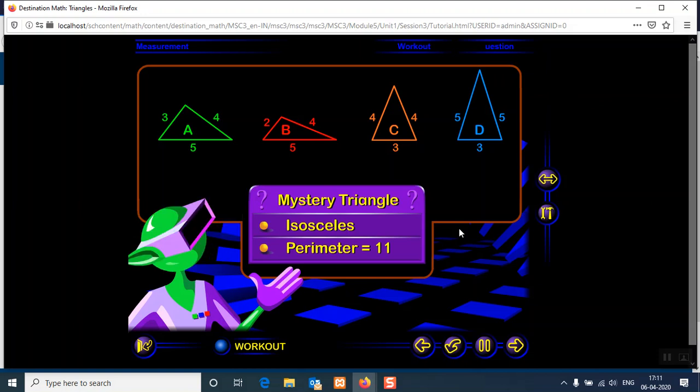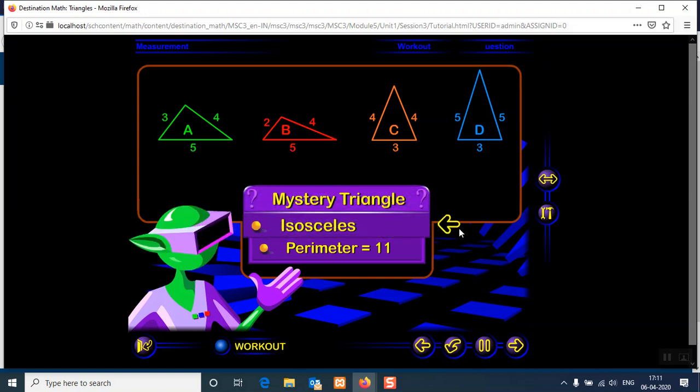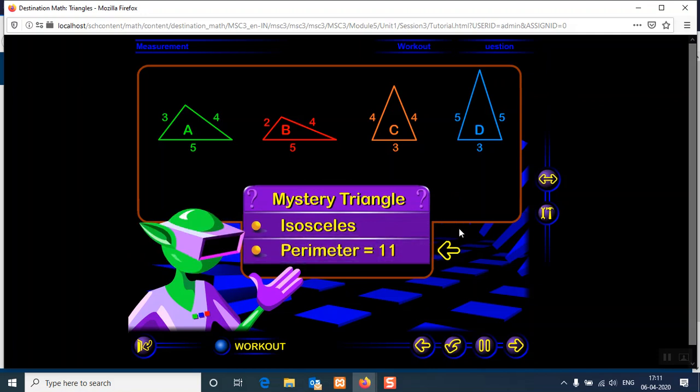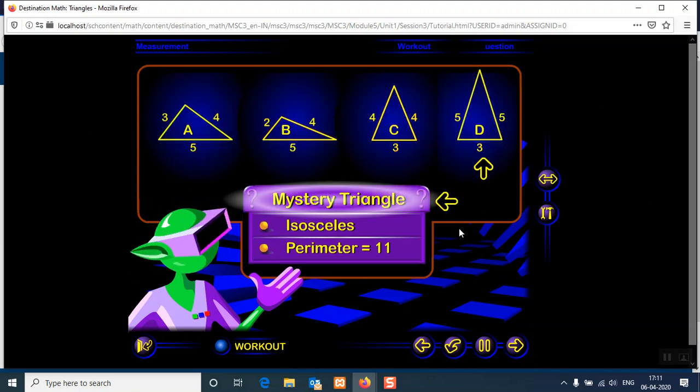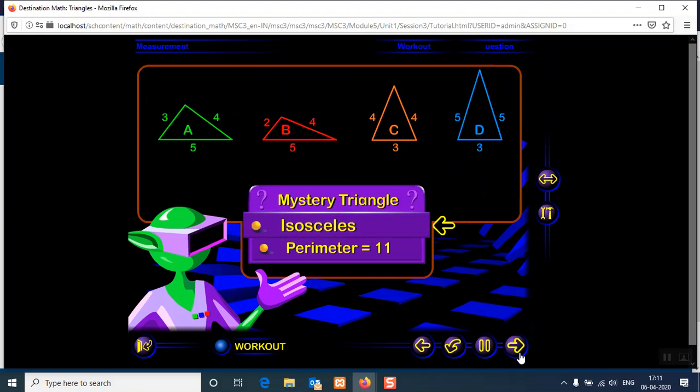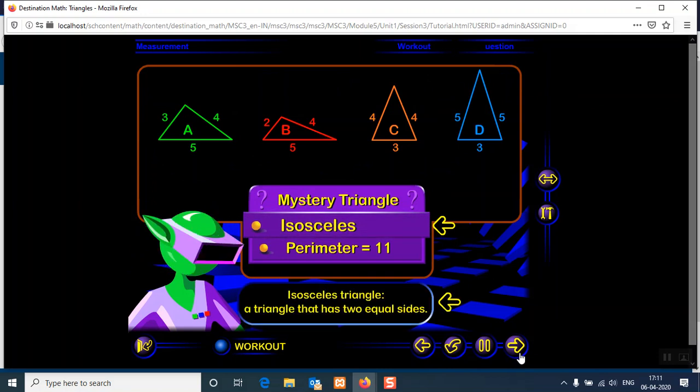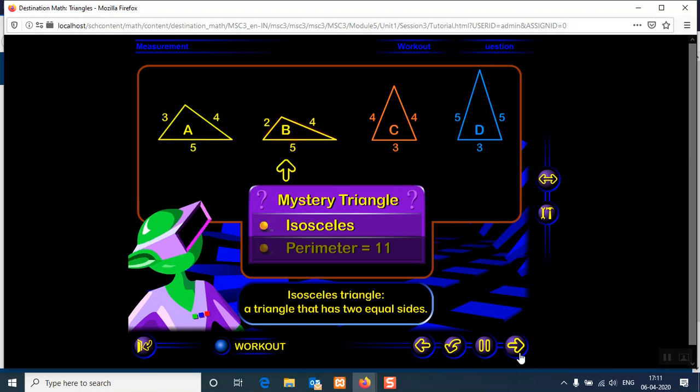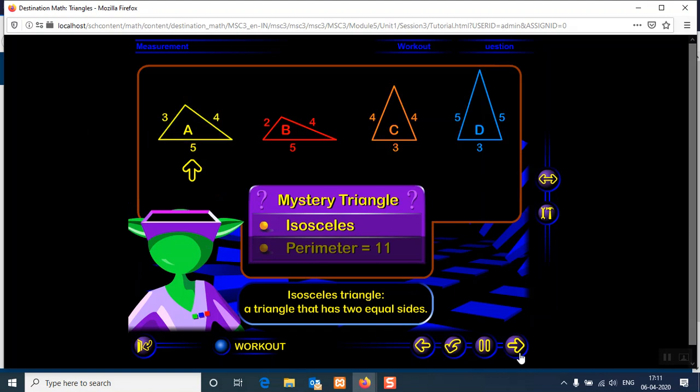Okay, you have been told that a mystery triangle is isosceles and that it has a perimeter of 11 units. You have been asked to choose which of the 4 triangles A, B, C or D is the mystery triangle. An isosceles triangle is a triangle that has 2 equal sides. So, you can start by taking a look at the sides of these 4 triangles. Well, in triangle A, the lengths of the sides are 3 units, 4 units and 5 units. Since none of these sides have the same length, triangle A is not isosceles. So triangle A is not the mystery triangle.